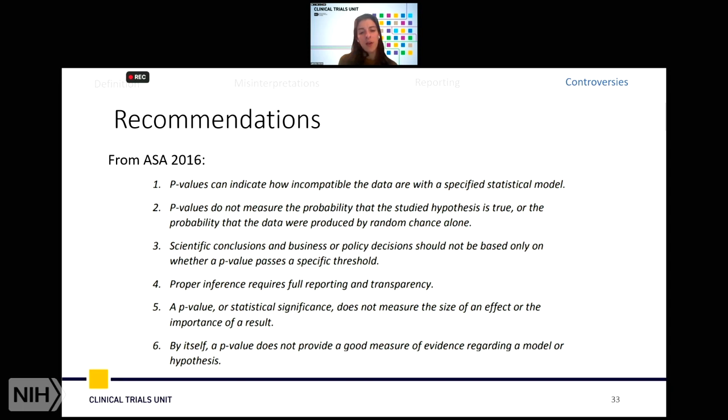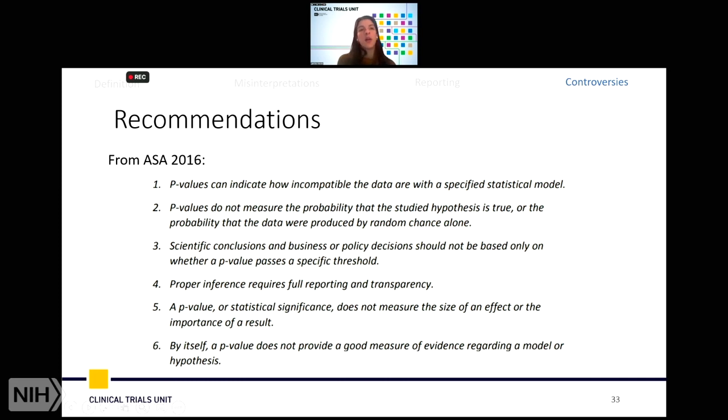And finally, by itself, a p-value does not provide a good measure of evidence regarding a model or hypothesis, because really this is, again, one piece of information. It's supposed to be kind of a holistic decision about what to do with your research. And I think even in clinical trials, you can't just get something approved with one clinical trial. It's a process. You have to do replications.